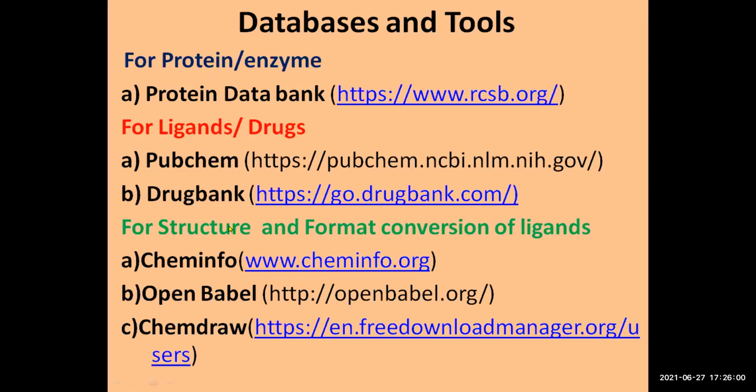Another is for structure and format conversion of ligands. For structure making or format conversion, you can use ChemInfo. I've given the link as well. You can go to ChemInfo and put in the name of a particular ligand. You can get the structure, or you can make the structure and get the name of that ligand. And OpenBabel is another online tool used for format conversion. There are a lot of formats used for ligands; for example, SMILES and SDF formats are there, and you can easily convert using OpenBabel.